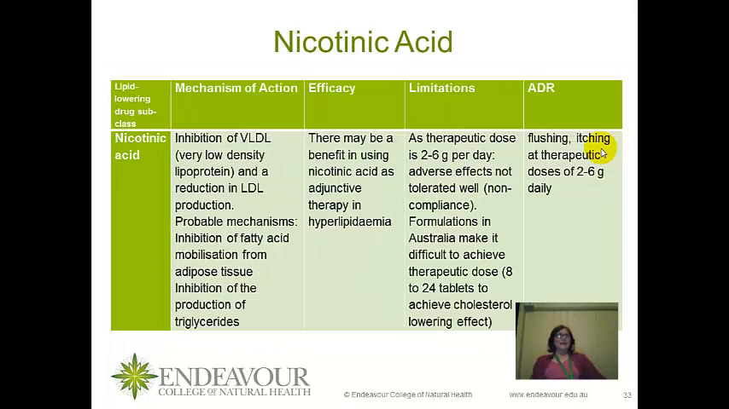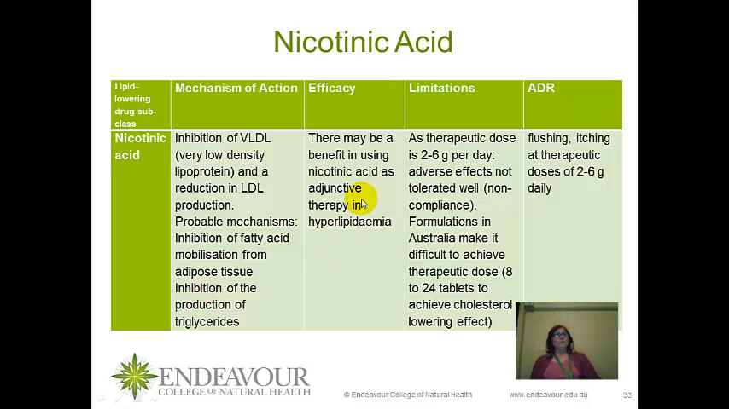Nicotinic acid, when taken in very large doses of around 2 to 6 grams per day, can inhibit VLDL. These are the very low density lipoproteins, leading to somewhat of a reduction in LDL production. So the mechanism, not really known, but thought to be the inhibition of fatty acid mobilization from adipose tissue. So then there will be less fatty acids to the liver. There will also be inhibition of the production of triglycerides.